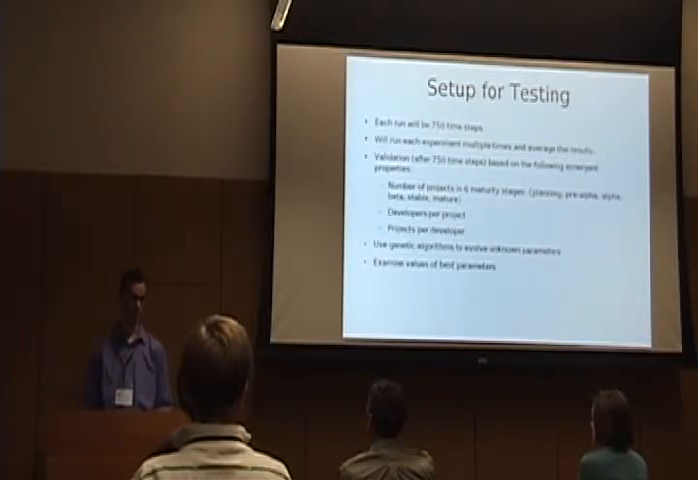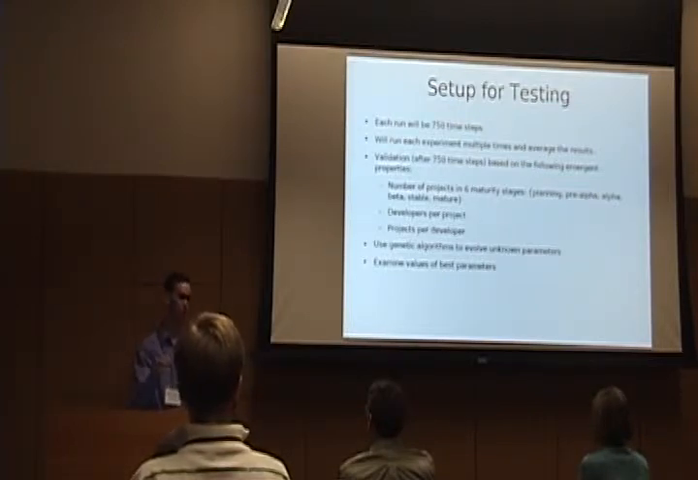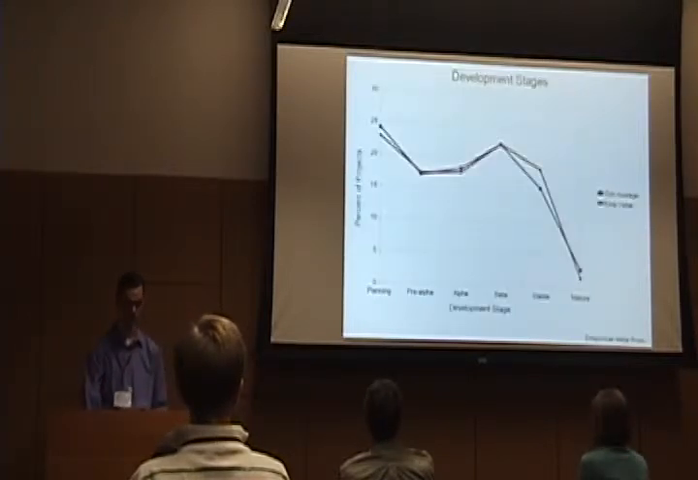Unfortunately, for some of the parameters, we do not know what those are, and we have no way of mining it from the existing data. So what we end up using is genetic algorithms to explore the state space, and then hopefully we can gain some insight into what the values are that work best and give us a little better idea of what's going on in the model.